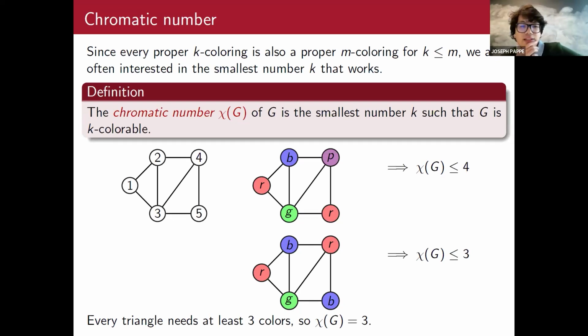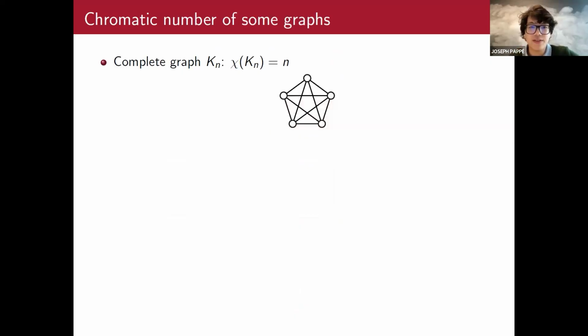In general, finding the chromatic number of a graph is hard, but it is possible for special families of graphs. So let's go over a couple just to solidify this concept. If we look at complete graphs, which are graphs in which every possible edge is present, we see that the chromatic number of a complete graph is equal to its number of vertices, because we have to use a different color for every single vertex.